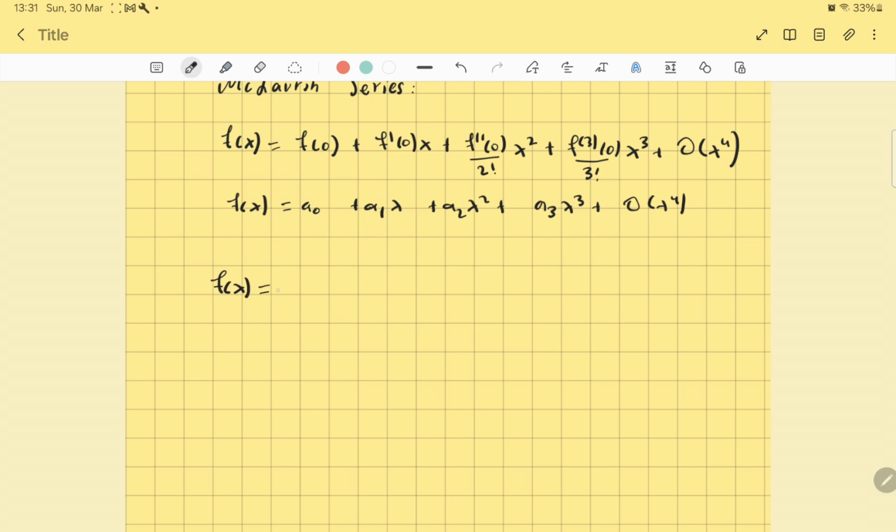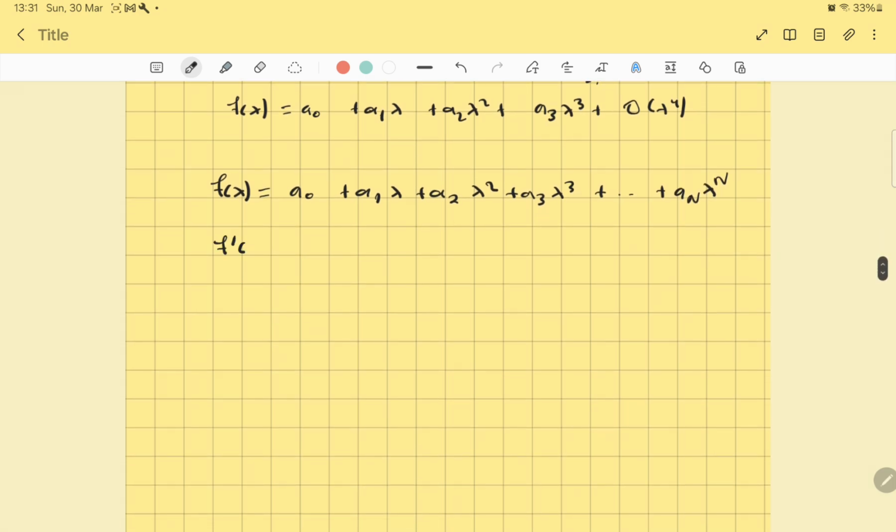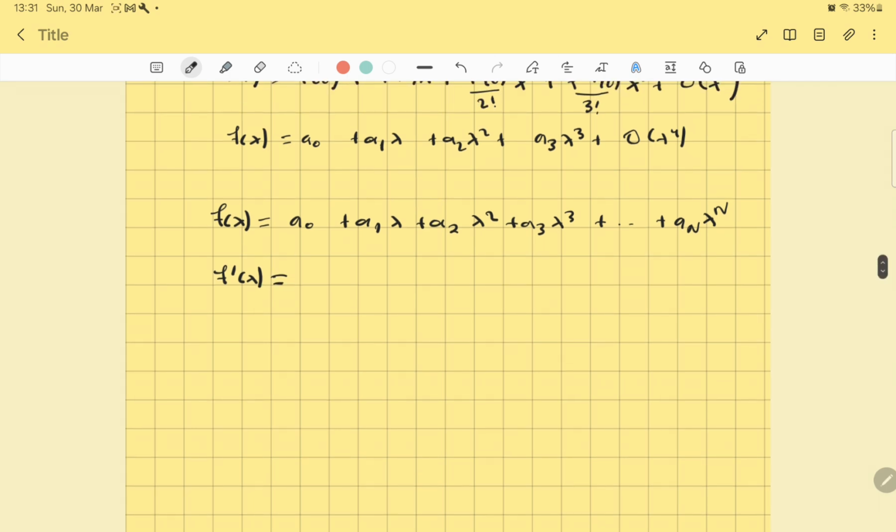Let's take this polynomial, plus an x to the power of n. Let's calculate the first derivative with respect to x. That's a1 plus 2a2 x plus 3a3 x squared plus an x to the power of n minus 1.